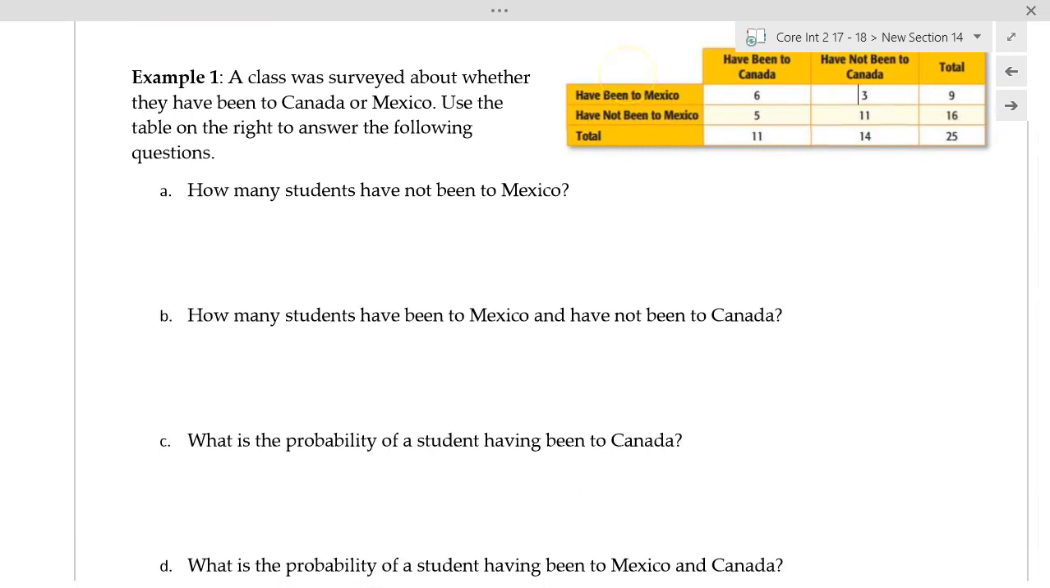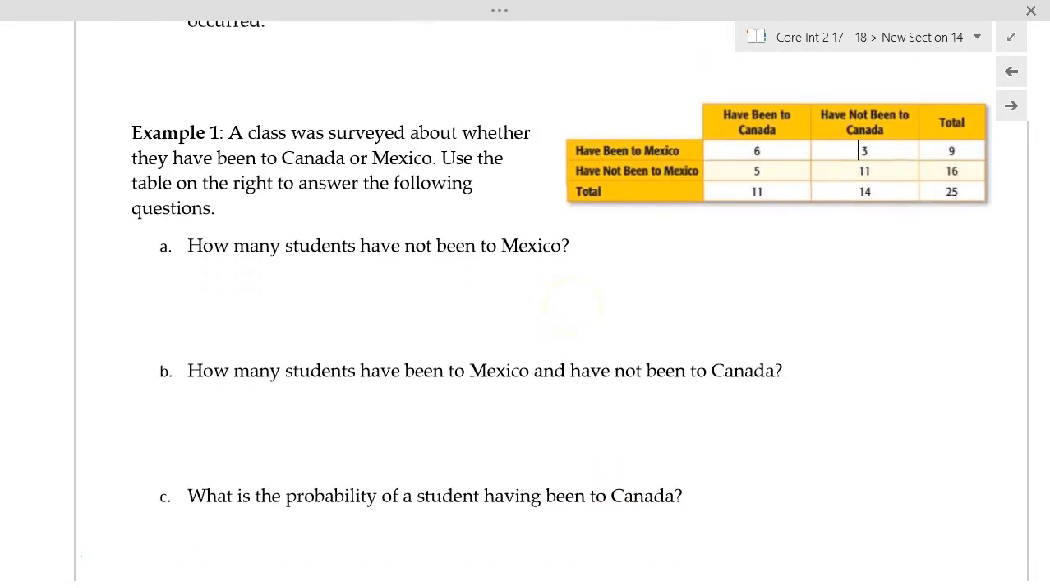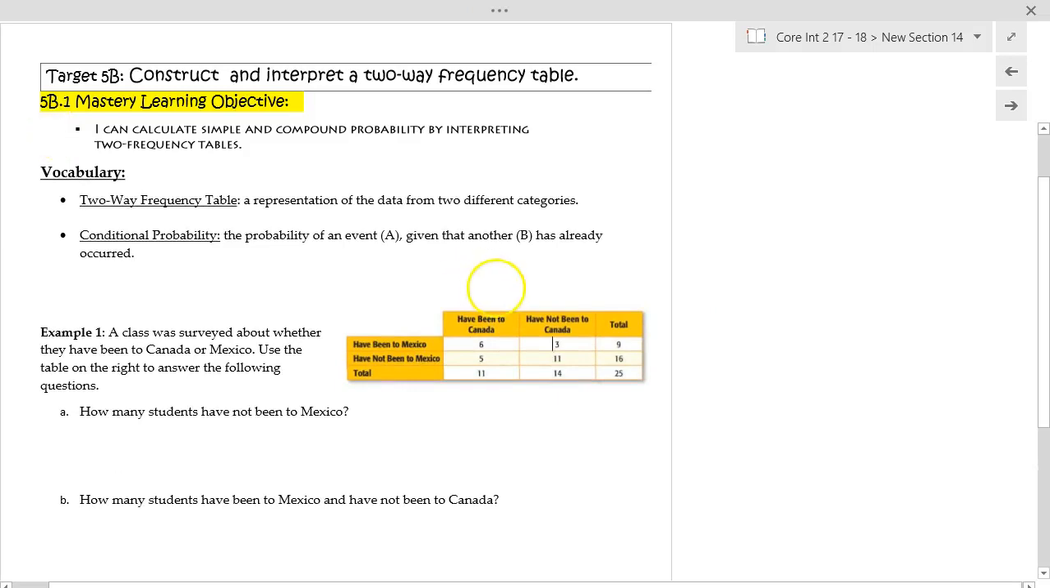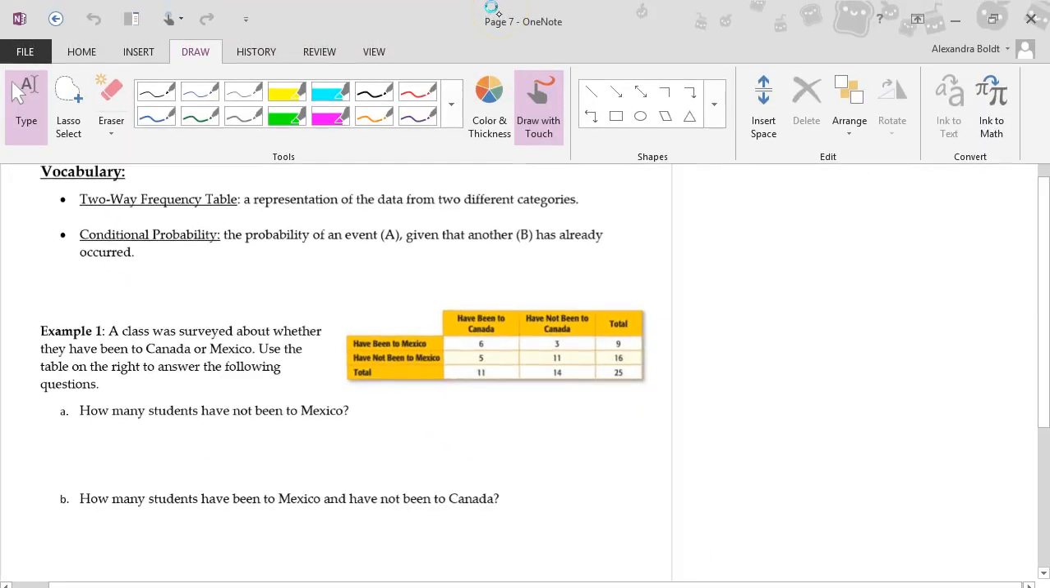Alright, so looking at example 1, we're going to be using this table for this whole page, so I'll keep scrolling up and down. Example 1: a class was surveyed about whether they have been to Canada or Mexico. Use the table on the right to answer the following questions. There are two types of questions you're going to see: questions that say how many, and questions that say probability. How many is just a number.